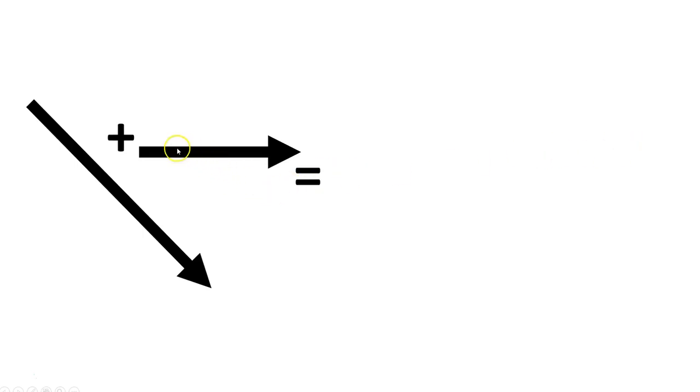And the third example, again, you can do the head to tail method and take this long one and then attach the short horizontal one at its head. But I'm going to go through the parallelogram method for you real quick, just so that you can see, again, that it doesn't matter which one you use, you're going to end up with the same resultant no matter what you do, as long as you do it correctly.